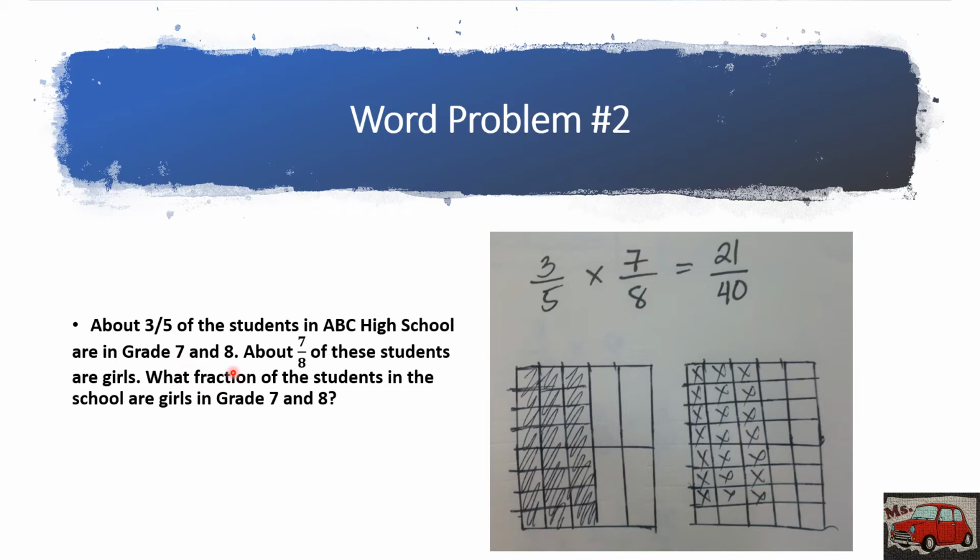Okay? So, we need to do multiplication. So, if we multiply 3/5 and 7/8, that is 21/40. So, ito yung fraction ng girls sa buong ABC High School.